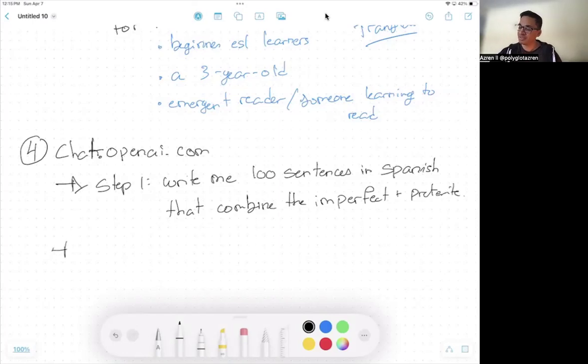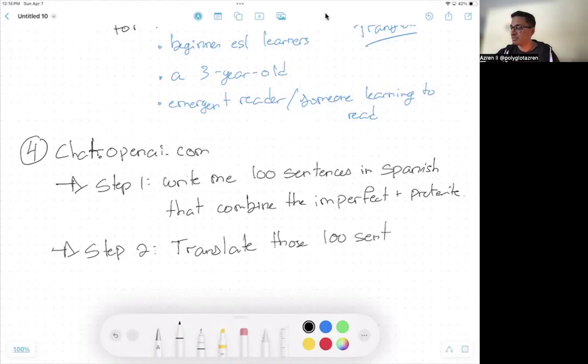Okay. Step 2, you're going to say translate. So after it gives you those 100 sentences, you're going to tell ChatGPT, translate those 100 sentences to English. Okay. Once you get those 100 sentences in English, you're now going to translate those into Gujarati.